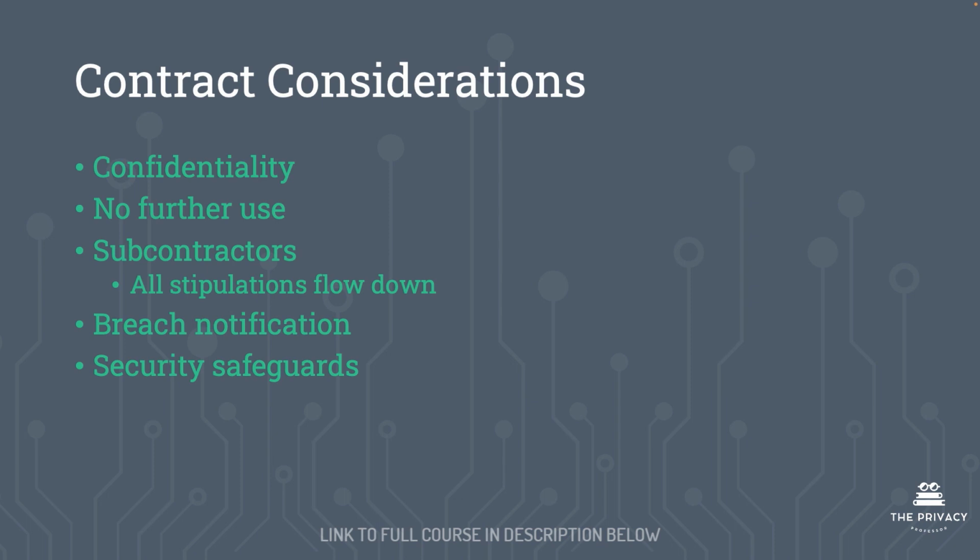A few considerations with regards to vendor contracts. Confidentiality: if we're sharing data with a vendor, they need to keep that information confidential. No further use: they're using that data specifically for the purposes that we tell them to. If the vendor is using a subcontractor, then all of the expectations we have for the vendor flow down to the subcontractor. It's important that there are breach notification safeguards in place, as well as security safeguards.